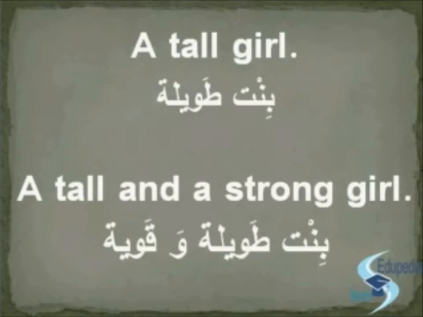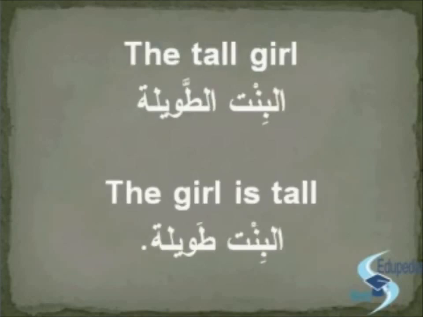Now, let's see the same sentences in the feminine form. The first one, a tall girl, which is here an indefinite phrase. A tall girl, بنت طويلة. Again, noun first, the adjective after. Here we have two adjectives and there is and in between. A tall and a strong girl. It is بنت طويلة وقوية. Always remember, because bint is feminine, you are going to use the feminine form of the adjective, طويلة وقوية.